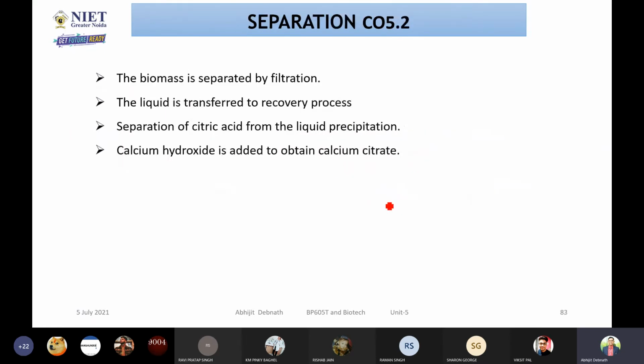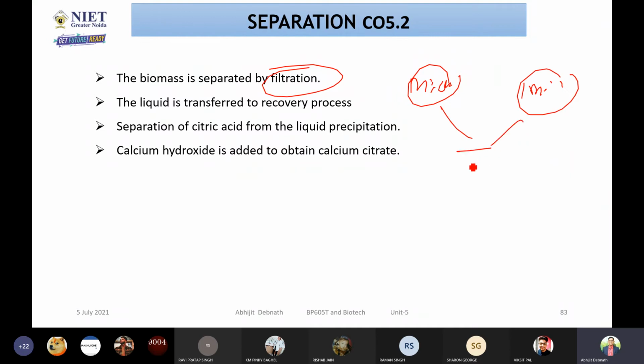So you can follow any of these processes, and after that you have to separate by filtration. The process is the same in all of them. You are taking one microbe and you are taking some component or some media. You are mixing those things either solid state or submerged, and then you are getting some product.